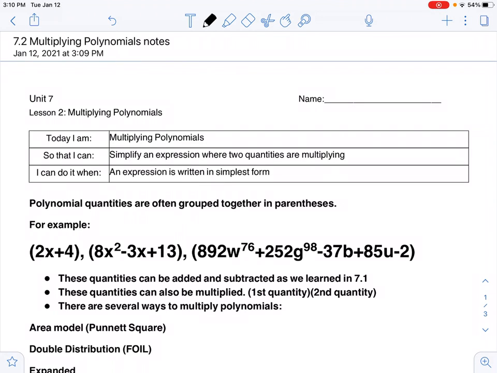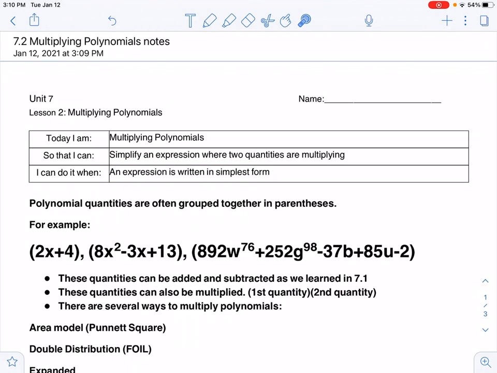7.2, we are going to take a look at multiplying polynomials. And in this lesson, we are going to work on multiplying polynomials so that we will be able to simplify an expression where two quantities are being multiplied. And you'll be able to do this when you can get an expression to be written in its simplest form.